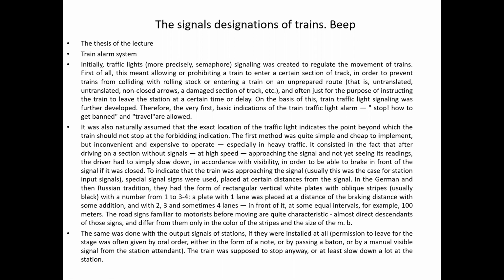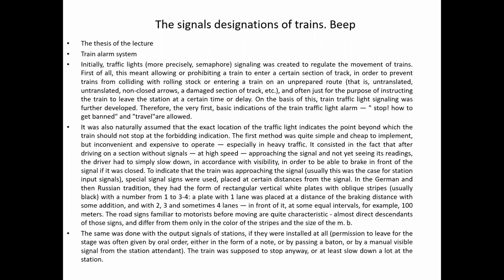Initially, traffic lights, more precisely semaphore signaling, was created to regulate the movement of trains. First of all, this meant allowing or prohibiting a train to enter a section of track in order to prevent trains from colliding with rolling stock or entering a train on an unprepared road, and often just for the purpose of instructing the train to leave the station at a certain time or delay. On the basis of this, train traffic light signaling was further developed.